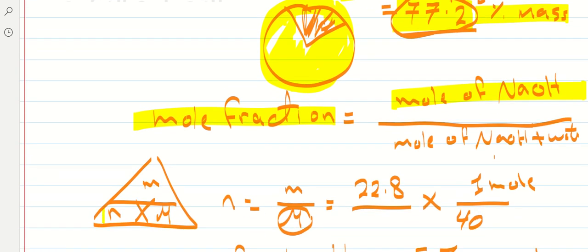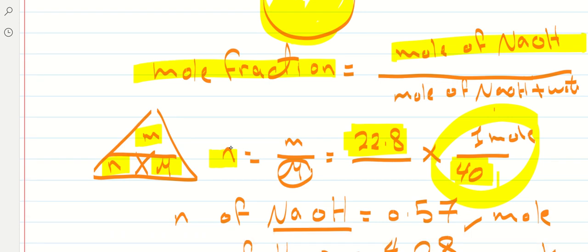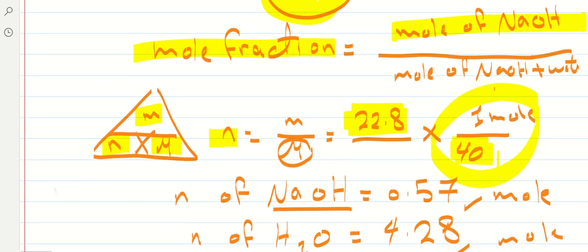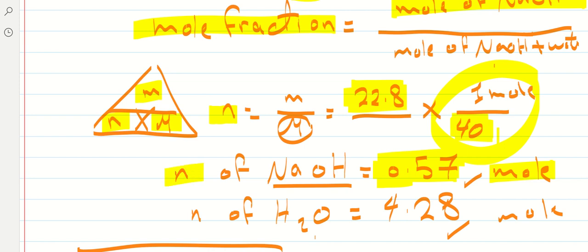How? By using this formula: mass divided by molar mass gives the number of moles. Mass, which is 22.8, divided by the molar mass of sodium hydroxide, which is 40. That means multiply by the conversion factor 1 mole divided by 40. The 40 again comes from the periodic table. So sodium hydroxide will be 0.57 mole. This is the number of moles of sodium hydroxide.